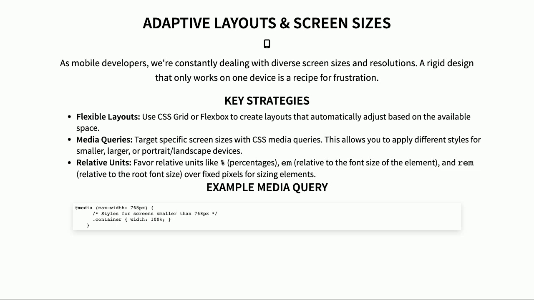We do this primarily through CSS media queries, basically telling the browser, if the screen size is this, apply these styles. And we make sure our designs are flexible using things like Flexbox and Grid, so elements can shift around automatically to fit the space available. Using relative units for sizing is also key. It lets your design scale nicely across different devices.